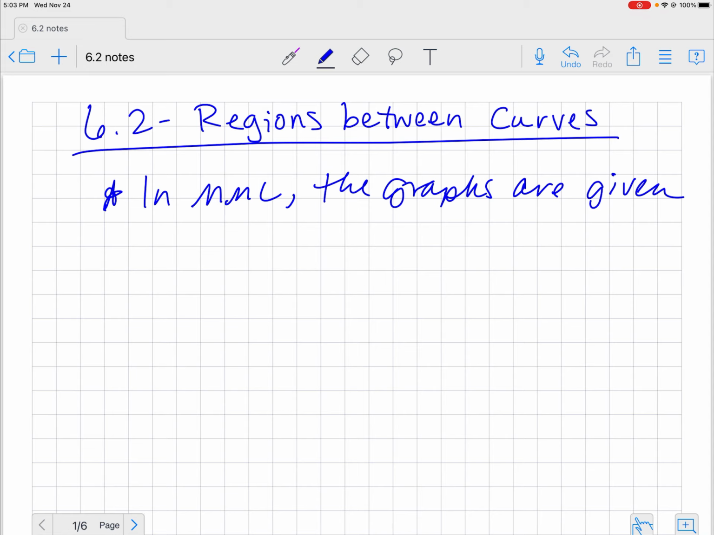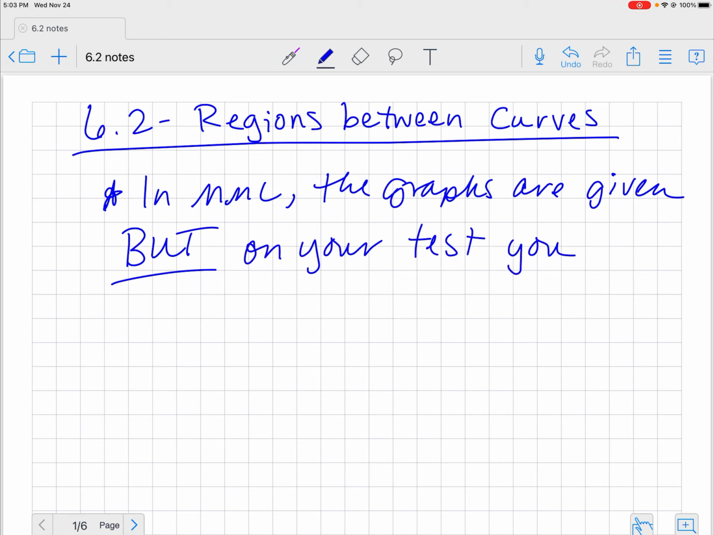Now here's the big disclaimer: I expect you to know how to graph. That's the moral of the story. On your test, you will have to graph like we do in your notes. I want this in your notes, which is why I'm writing it. I'm not just giving a verbal disclaimer. That's how important this is.